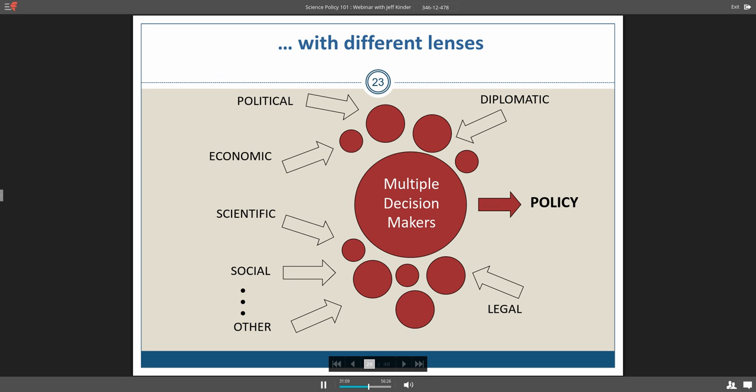But rather, what will often happen is, different decision makers will come to the table with different lenses. That is the way they think about these issues. And so we've gone from a very neat and tidy linear approach where science is inputting into decision making to a very messy one where we hope that there is a decision maker at the table that is bringing the scientific perspective.